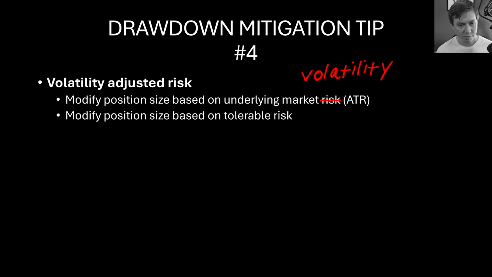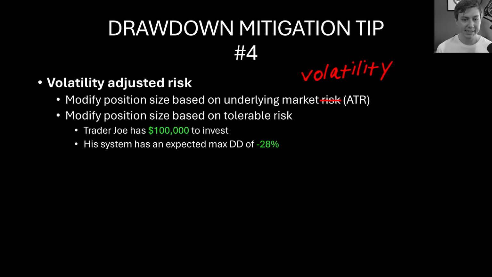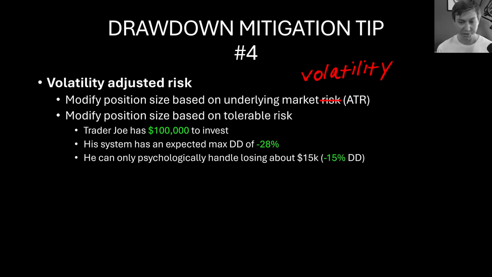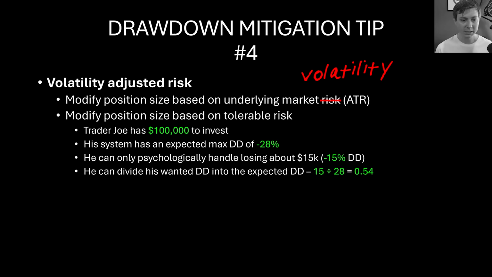The next thing is modifying your position size based on your tolerable risk. So let's say Trader Joe has $100,000 to invest into a trading system. The system he wants to invest in has an expected max drawdown of 28%. This is too much for Trader Joe. He can only psychologically handle losing about $15,000, which in this case would be a 15% drawdown on his 100 grand. So what are his options? He either needs to find a different system that has a much lower drawdown, or he can simply allocate less money to this system than his full 100K.